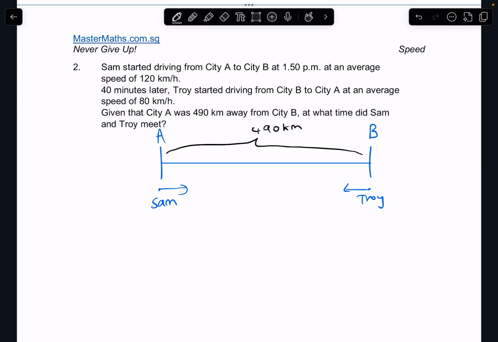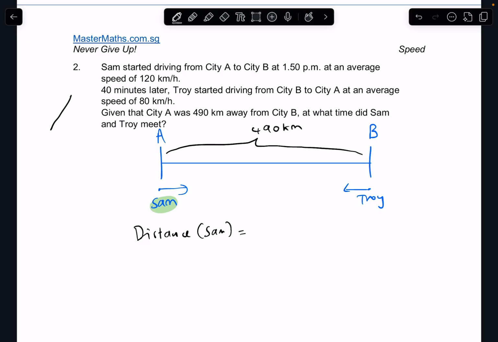Now bear in mind, the question is, at what time did Sam and Troy meet? The challenge is this: they are not starting at the same time. Someone is getting a head start. That someone is Sam. So the head start that Sam is getting will be the distance that he's able to cover in that 40 minutes. Okay, Sam.